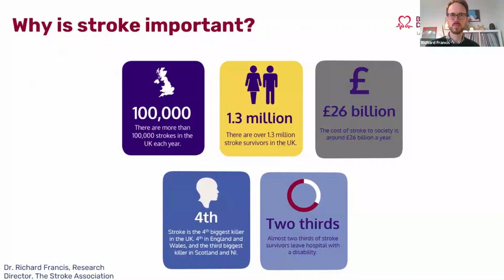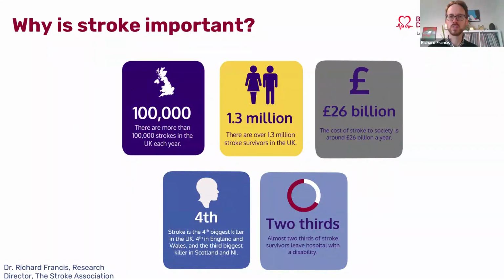Let's start with a bit of an introduction. Why stroke and why is it important? There are over 100,000 strokes in the UK each year, and there are 1.3 million stroke survivors living with the effects of stroke. We know this is expected to increase in the coming years, particularly with the ageing population. Stroke is the fourth biggest killer in the UK, and that's actually twice the number of people that die from breast cancer each year.